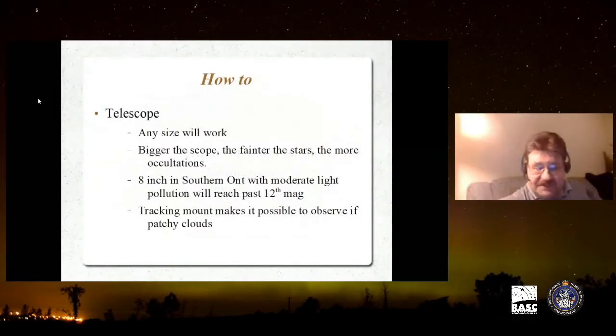I use a Dobsonian, but I would recommend, if you can, to use a telescope that's got a tracking mount. The reason being is that you can find the star, and then if a cloud happens to move in and then move out with about 10 seconds left to go before the occultation is expected to start, you can still observe it, and you don't have to worry about trying to reacquire the star because the field of view has shifted.